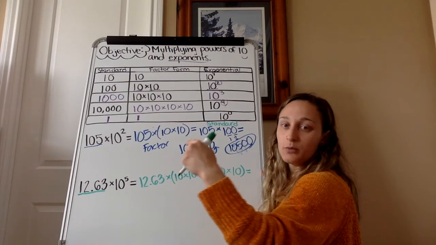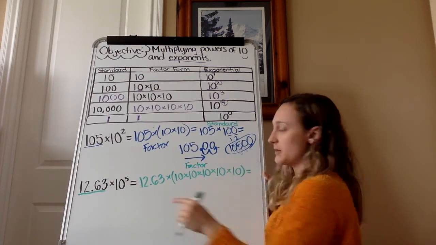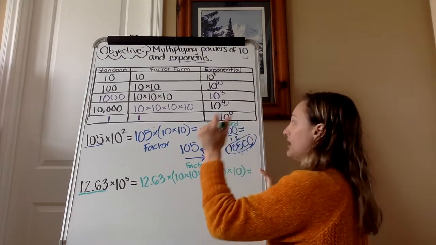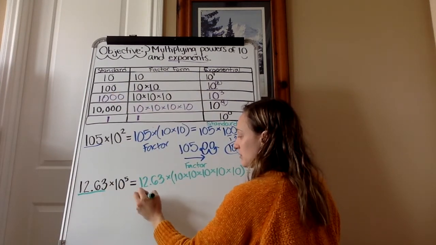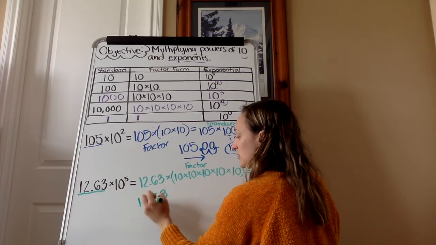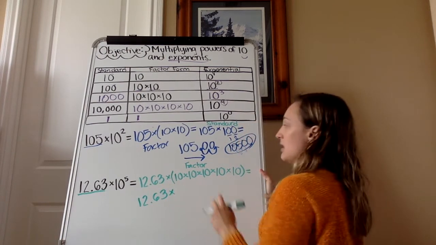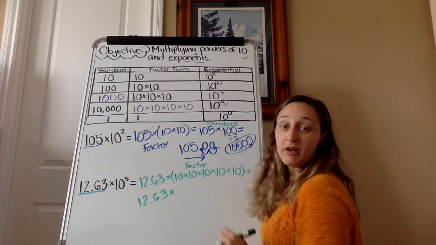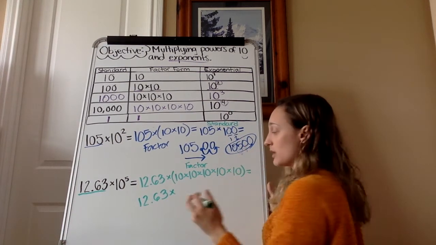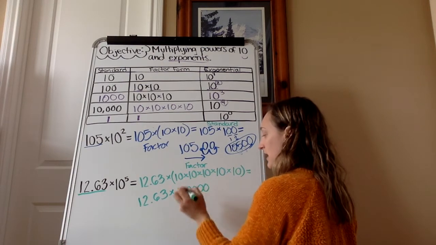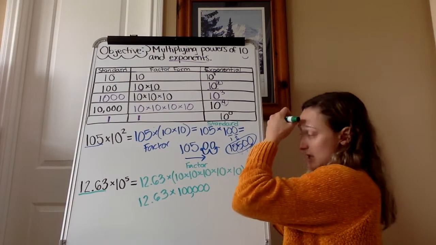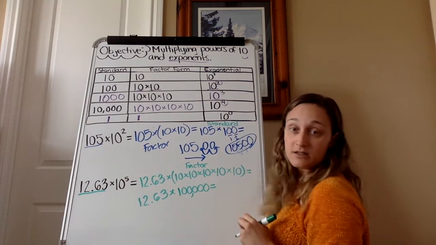And this should all be in one line, but I'm writing a little too big, so I'm going to have to go on to the next line. Then I'm moving to my standard form. So again, taking my original 12.63, and I'm multiplying it by my exponent, and my 5 is telling me there's 5 zeros after the 1, times 1, 2, 3, 4, 5, okay? And then I need to solve.